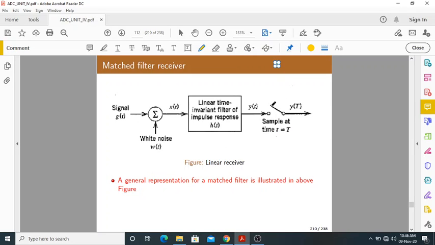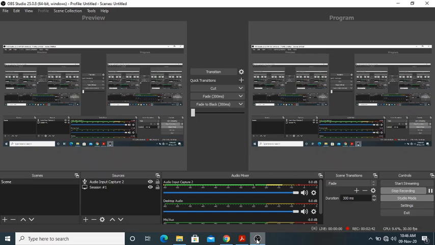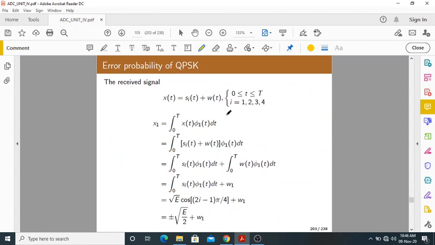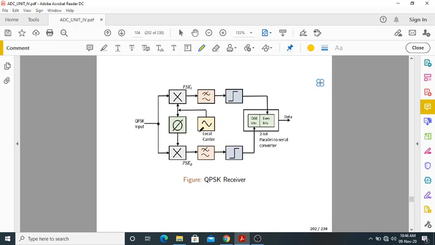Now, today we will discuss the last topic of this 4th chapter. That is the matched filter receiver. Till now we have seen the coherent receivers. These are all coherent receivers. Why are they called coherent receivers? Because here we are multiplying with the basis functions. The basis functions that we use at the transmitter side are exactly the same as the basis functions that we use at the receiver side. So they are in coherence. That's why they are called coherent receivers.